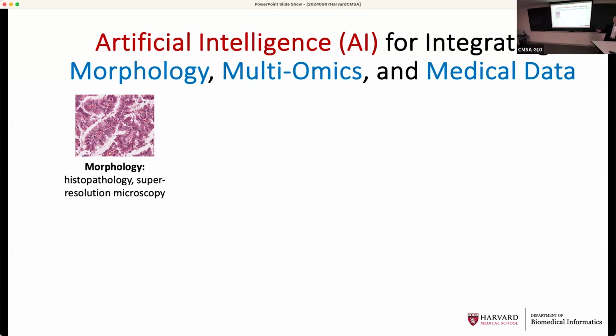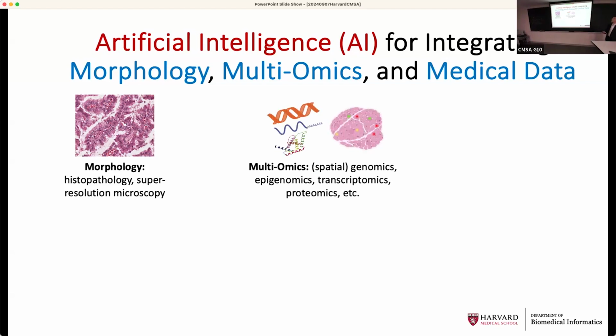And recently, we also incorporate super resolution microscopy, which is a new technique which allows us to look inside of the cells to identify the morphology in different components within the cell body and cell nucleus.